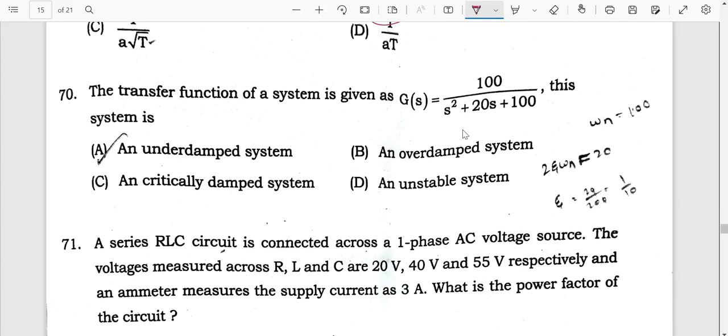Next one. The transfer function of a system is given by G(s) = 100 / (s² + 20s + 100). Just compare here. Omega n is equal to what? 10. 2 zeta omega n is equal to 20. Zeta value will be what? Omega n is 10, so 20 by 20 means zeta will be 1. So it's a critically damped system.